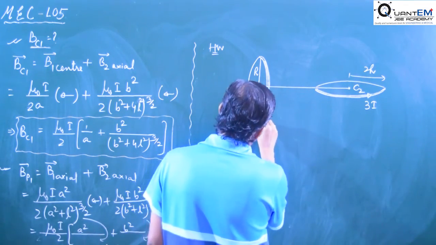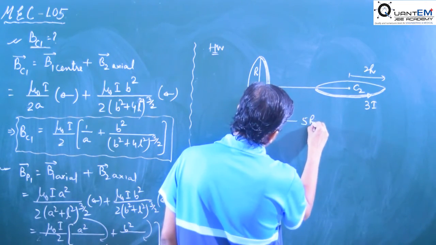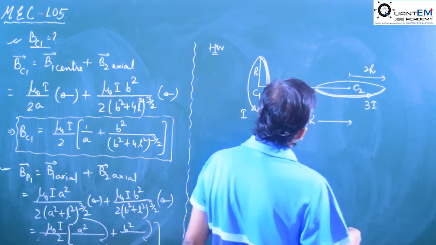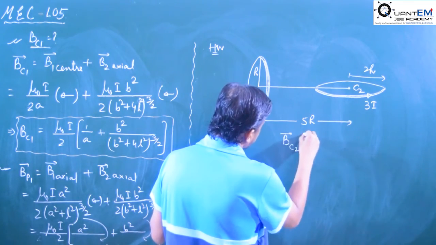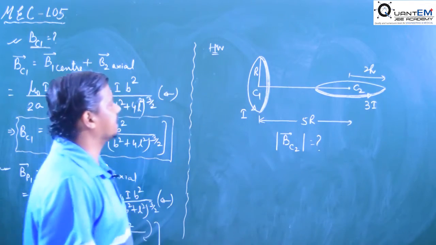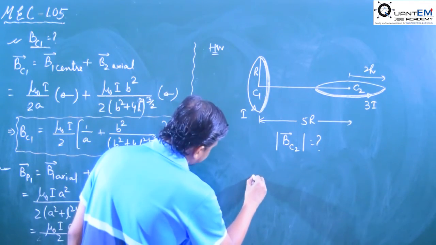This distance is given equal to 5r. You have to find the magnitude of the magnetic field at the center of the second ring. You have to get the magnetic field intensity. Okay, one more question.